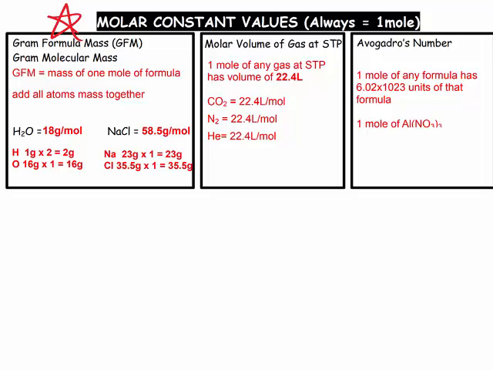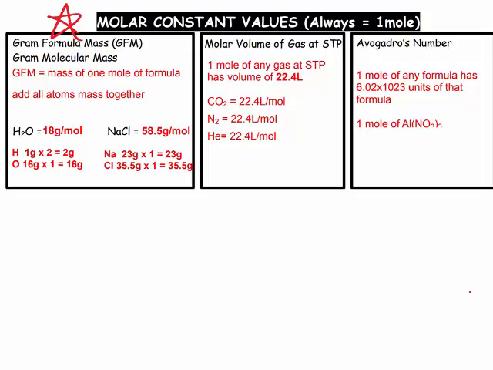So where I left off, I was saying the Avogadro's number is referring to how many atoms we have if we're looking at an element, or it could be how many molecules we have if we're talking about a molecule or a compound, right?